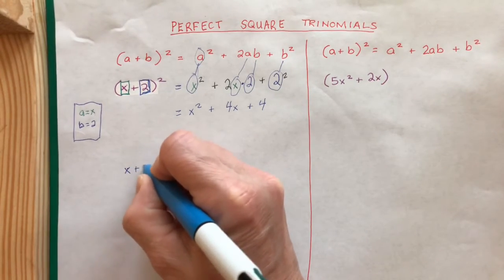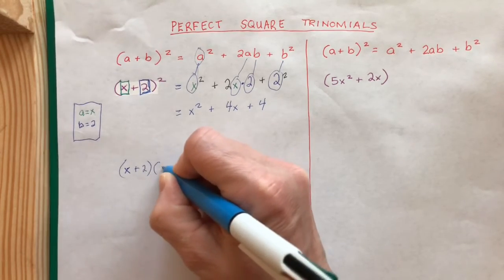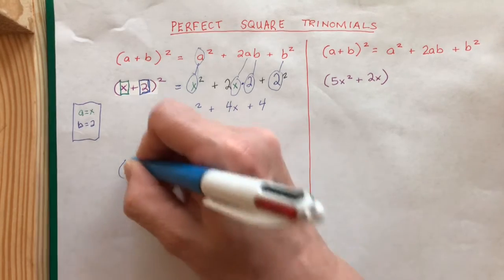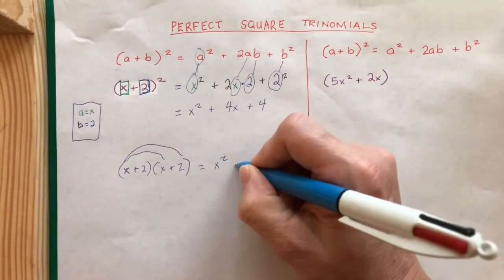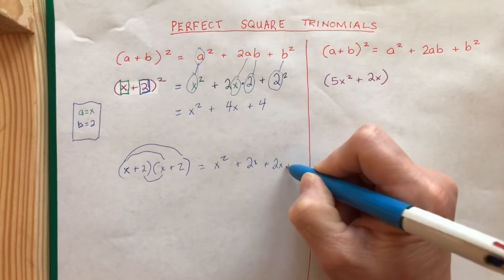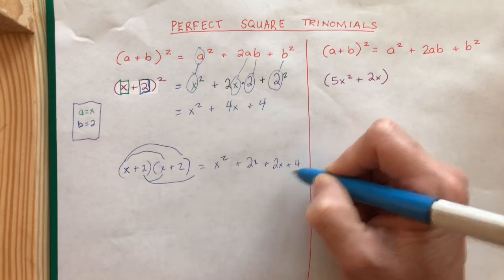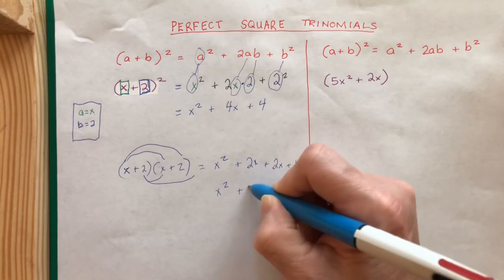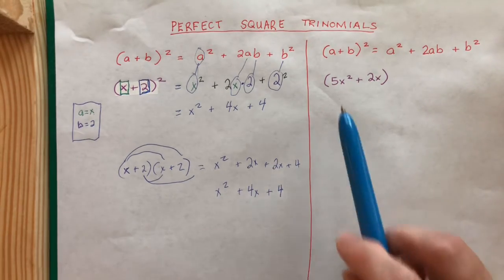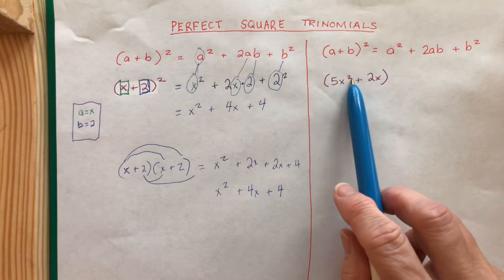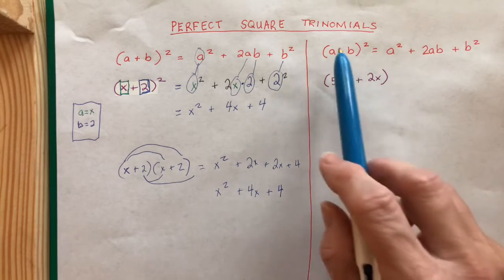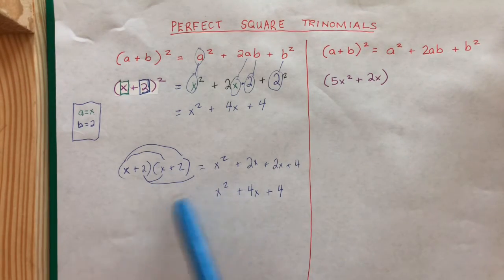Okay, you might have thought, well, I could have still done this the easy way, the old way. I could have done x plus 2 times x plus 2, and I could have done x squared plus 2x plus 2x plus 4. And then I would have come up with the same answer. And that's true. But not all of your problems are going to be this easy. Look at this one. This one has 5x squared plus 2x. That gets a whole lot more complicated than this one was.